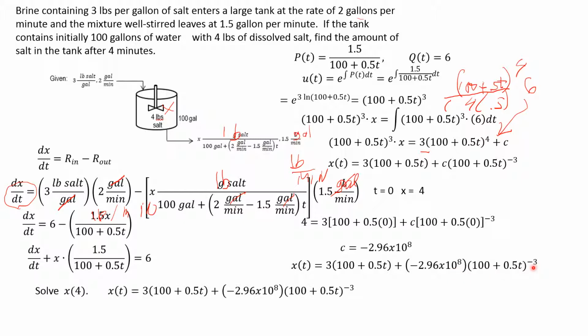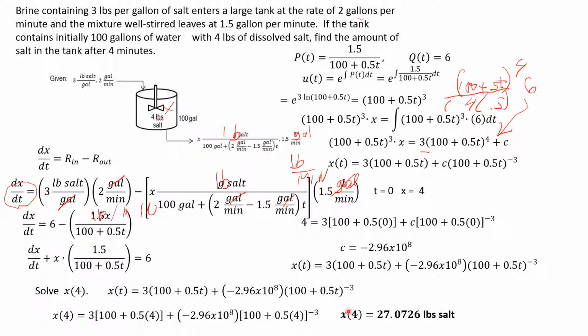And when t is 4 now, what is being asked here is to find the amount of salt in the tank after 4 minutes. When t is 4, just plug 4 into this equation. So plug in 4: 3 times (100 plus 0.5 times 4) minus 2.96 times 10 to the 8 times (100 plus 0.5 times 4) to the negative 3, and then you will have 27.0726 pounds of salt that will remain in the tank after 4 minutes.